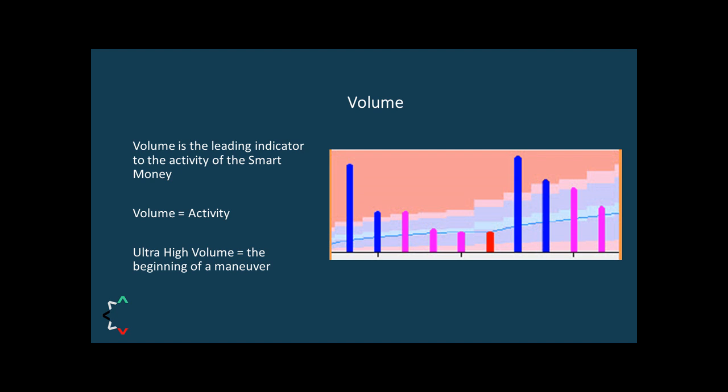Volume equals activity. And ultra-high volume is the beginning of a maneuver. So that's when I can tell that something is starting to happen. And that's what I look for. And so you can see in this chart that you have ultra-high volume. The TradeGuider software turns things pink when volume is lower than the previous two, which is really important when you get into no demand and no supply.